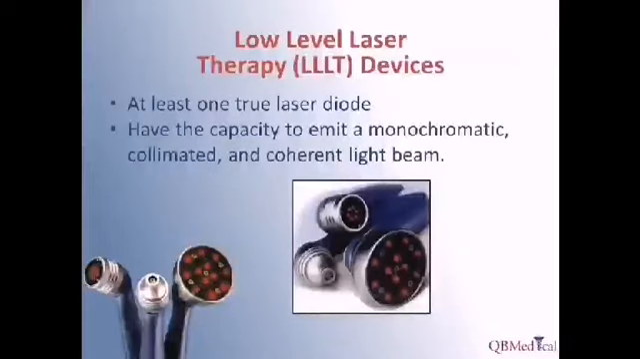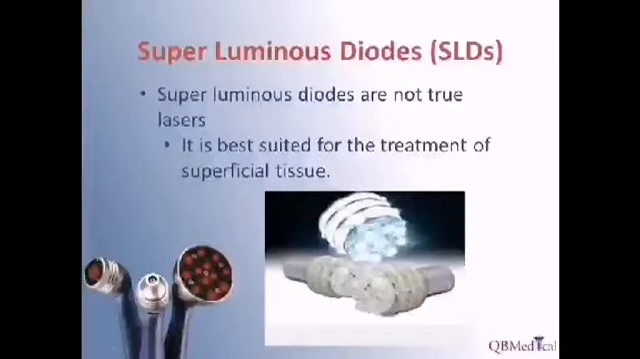To be considered a cold laser or low-level laser therapy device, there must be at least one true laser diode on the applicator. This diode, as discussed previously, must be monochromatic, collimated, and coherent. Superluminous diodes can be useful in light therapy because they are a high-powered light source. However, they are non-coherent and therefore do not have as great of a depth of penetration as a true laser, making them more appropriate for treatment of superficial tissue.